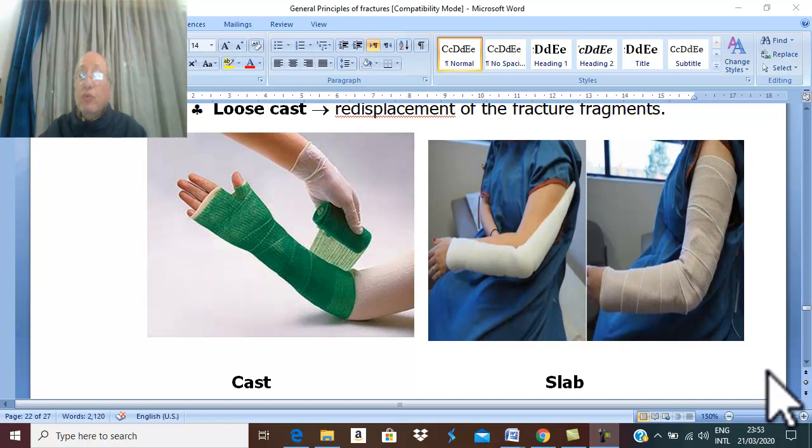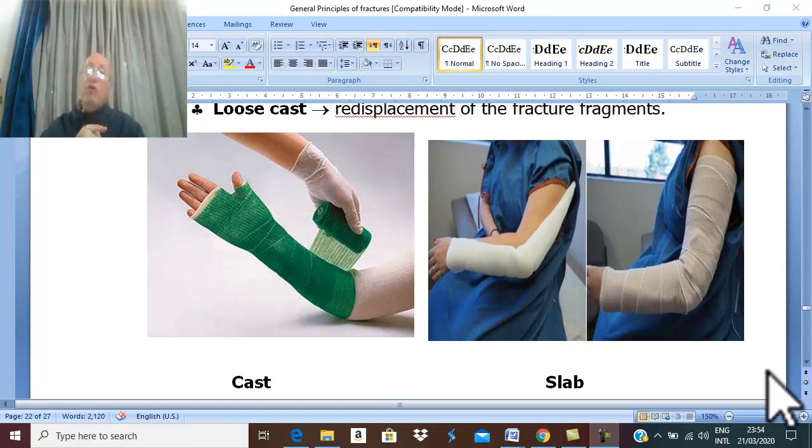How to know complete union? Two things: loss of pain and tenderness over the fracture, and X-ray shows disappearance of the fracture line.